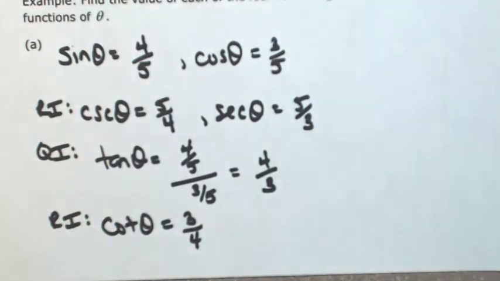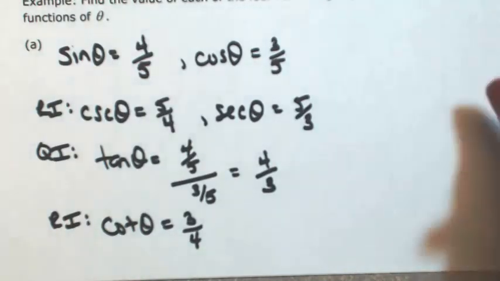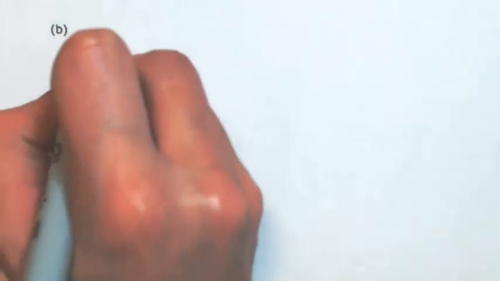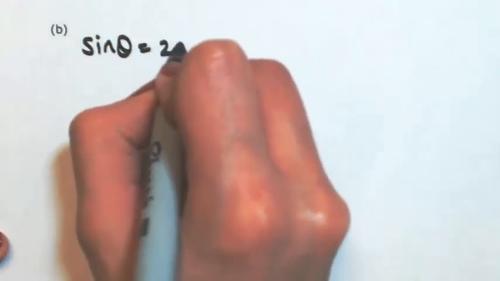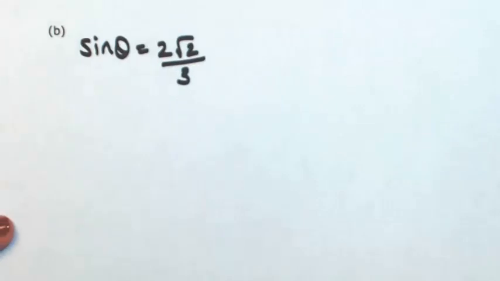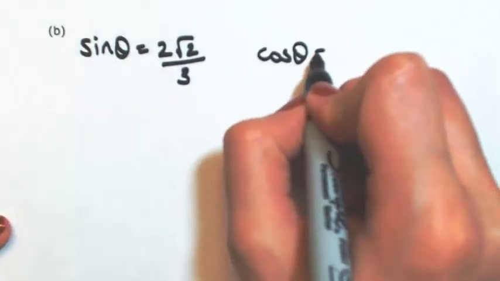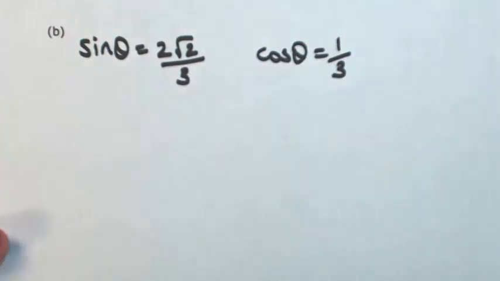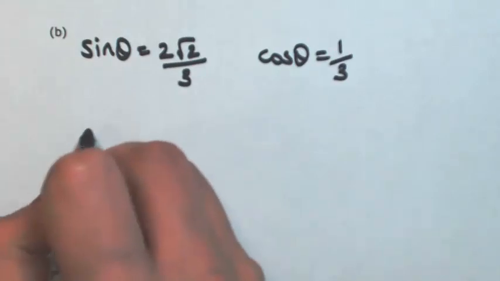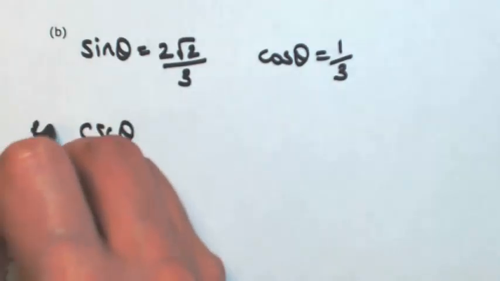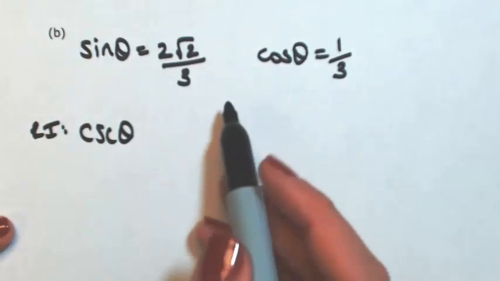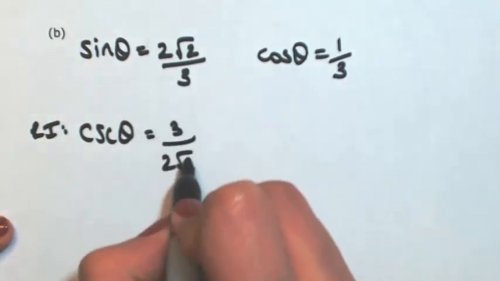Let's look at one more like that. Again, I'll give you 2 trig functions. We're going to find the other 4. Let's say that the sine of theta is 2 square root of 2 over 3. And the cosine of theta is 1/3. So again, once you are given a trig function, you immediately know its reciprocal. So I know that the cosecant of theta, these are reciprocal identities, would be 3 over 2 square root of 2.